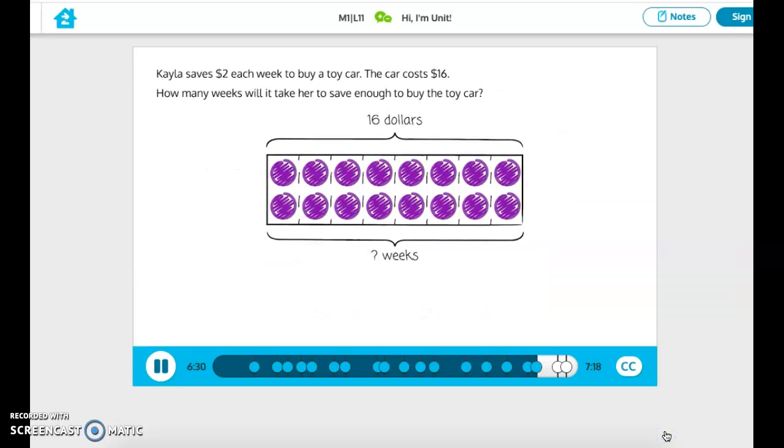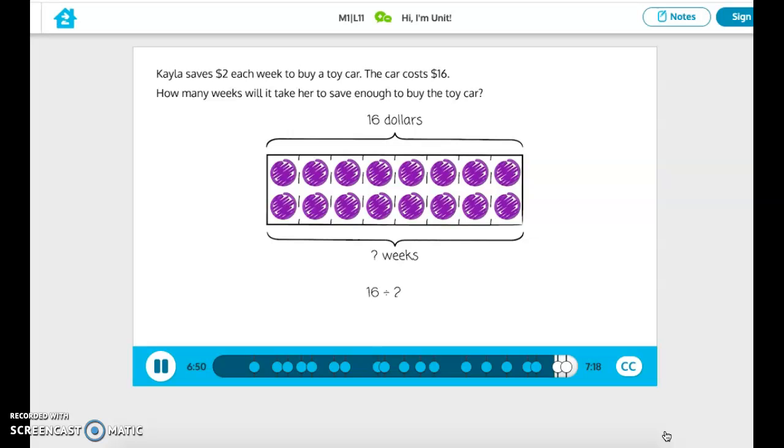This tape diagram represents the problem. The total cost is $16. Each unit represents 1 week and has a value of $2 each week. The number of weeks is our unknown. Yes. Let's use a division equation to solve.